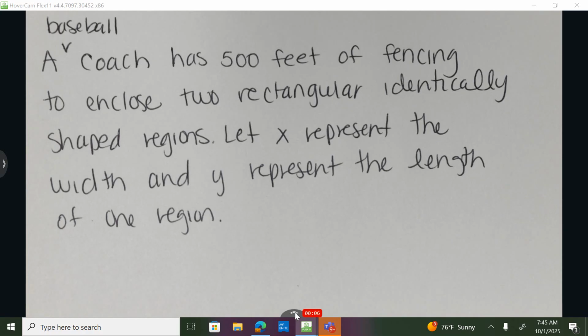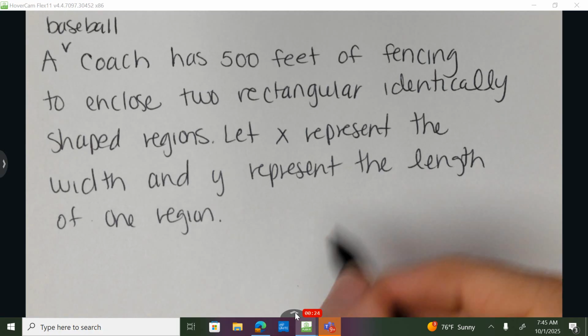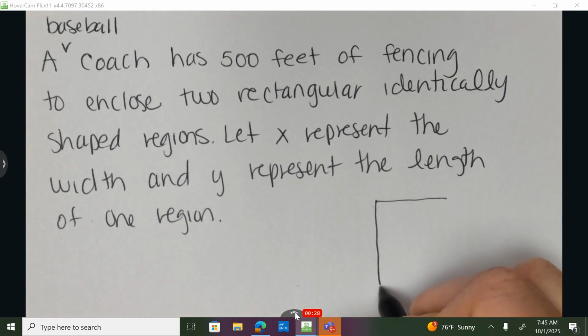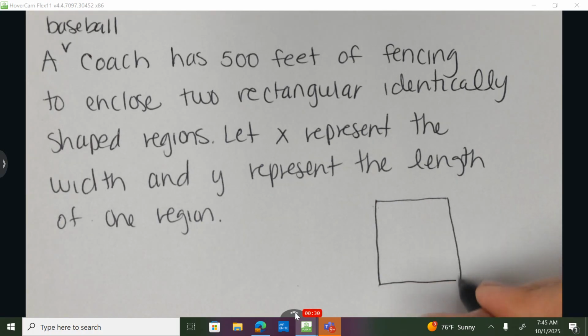A baseball coach has 500 feet of fencing to enclose 2 rectangular, identically shaped regions for batting cages. Let X represent the width and Y represent the length of one region. We want to express the area of the entire region as a function of X. So we're going to start by drawing a picture here. 2 rectangular regions identically shaped.